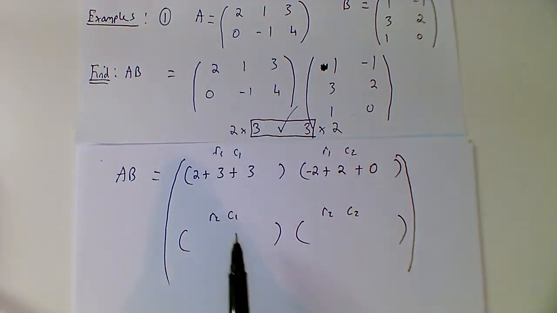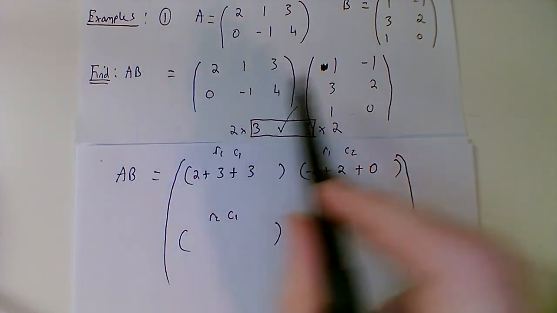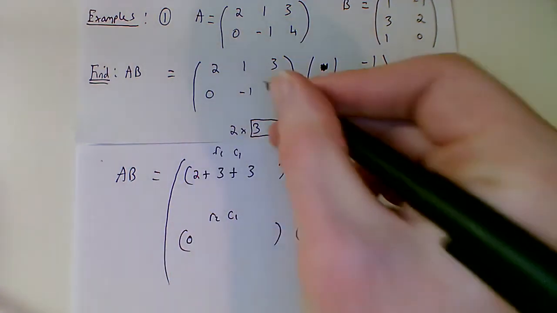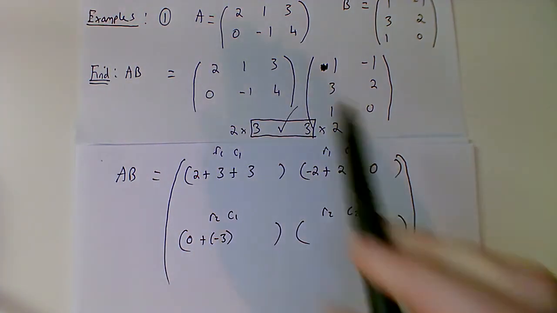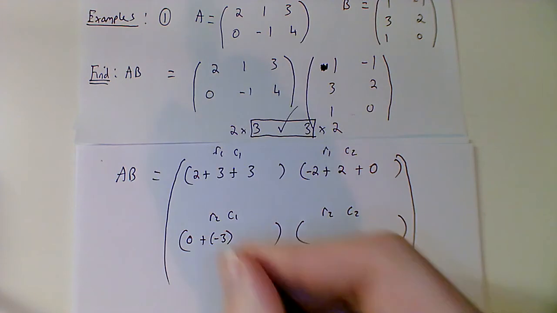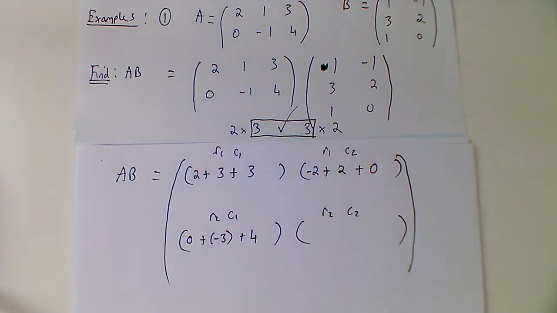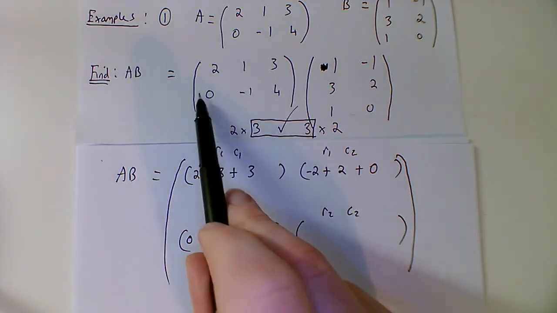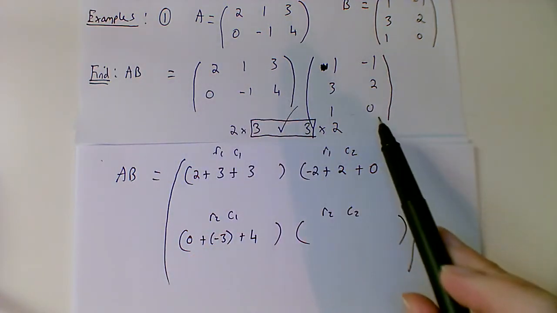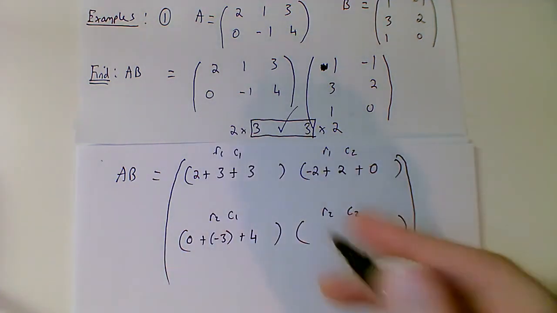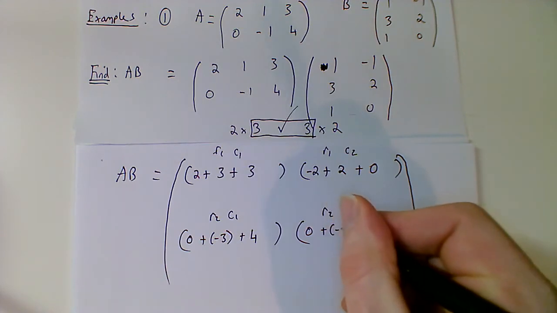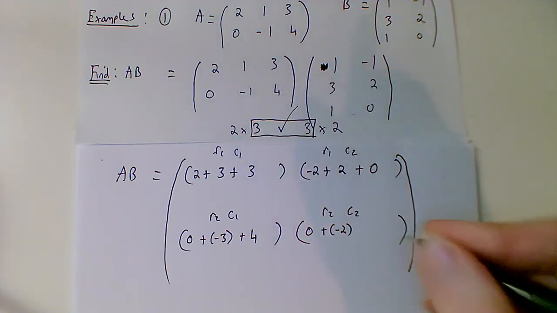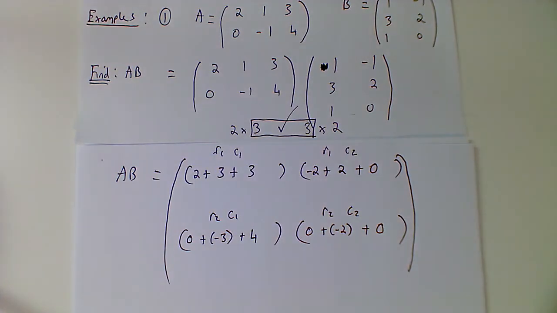Same thing again, but we're doing row 2 times column 1. So 0 times 1 is 0, negative 1 times 3 is negative 3, so just put that in brackets, and 4 times 1 is 4. Then row 2, everything in row 2 times everything in column 2. So 0 times negative 1 is 0, plus negative 1 times 2 is negative 2, plus 4 times 0 is 0.